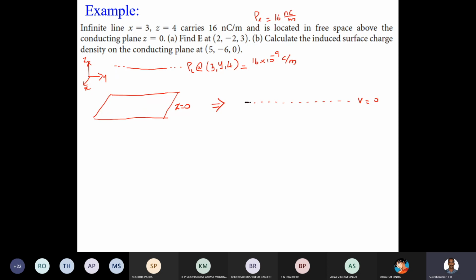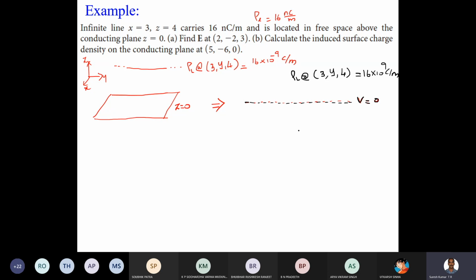Replace it with equipotential plane. Keep the rho L as it is. So rho L equal rho L at where is the location? 3 comma y comma 4 equal to 16 into 10 power 9 coulomb per meter. So exactly below at the same height you need to put the image.